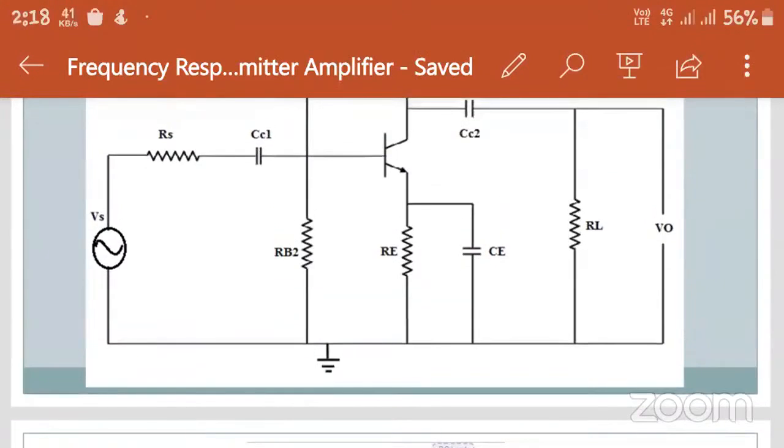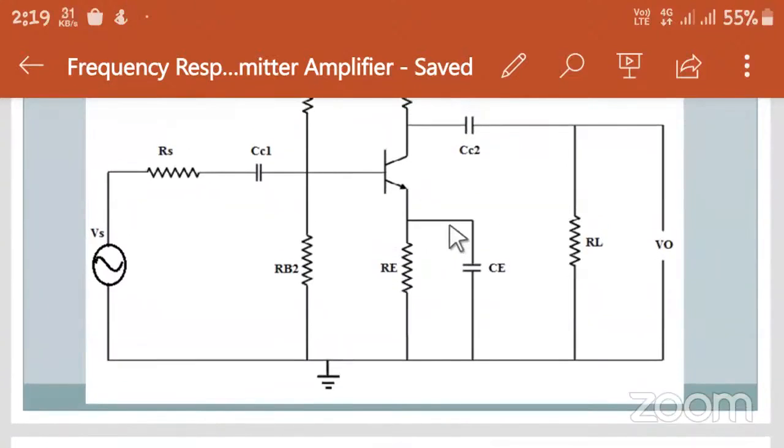The reason behind using a capacitor here is that we know the RC circuit. In an RC circuit, at high frequencies the capacitive reactance is very low, since reactance is inversely proportional to frequency. That's why at higher frequencies the resistance of this path is low and the resistance of the other path is high. That's why current takes the path of the low resistance, so it moves through the capacitor. That's why we use a capacitor. We bypass this resistor with a capacitor, and it's quite necessary.